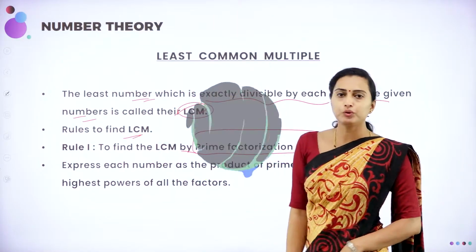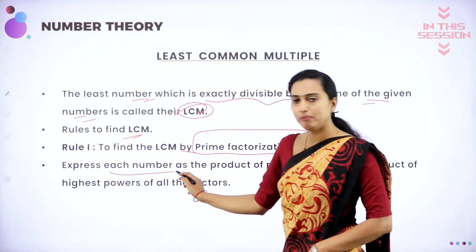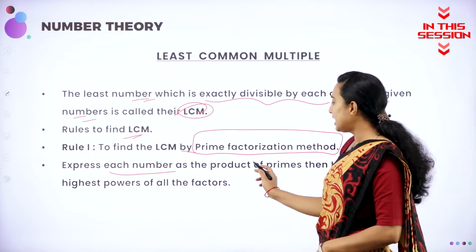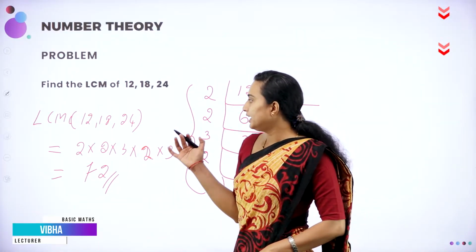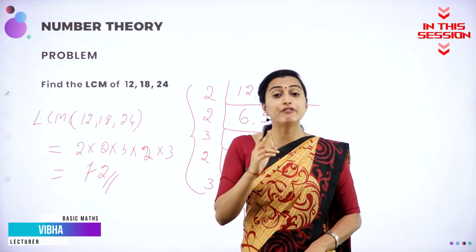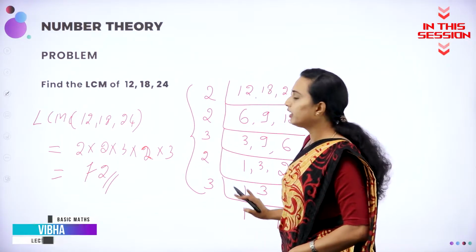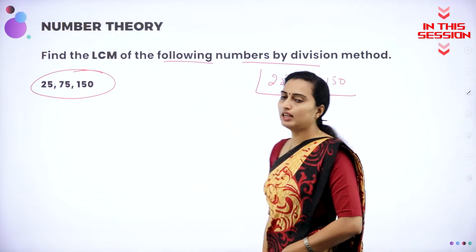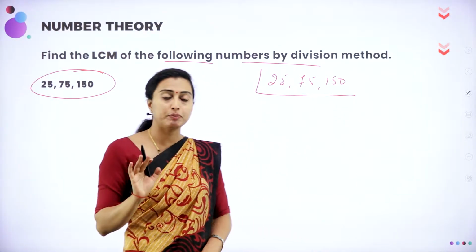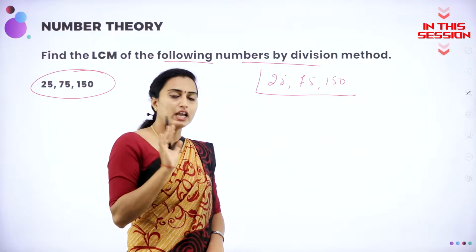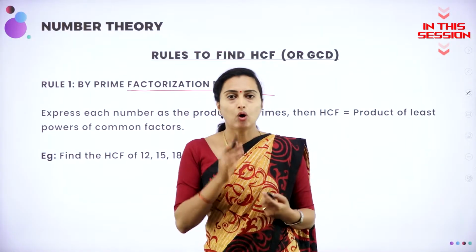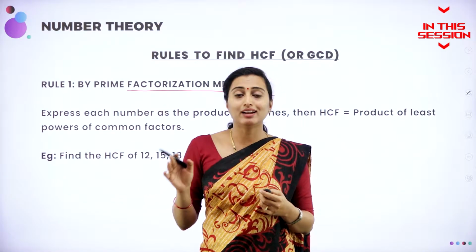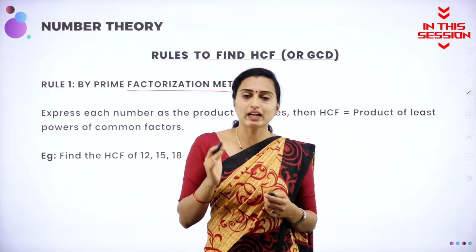So how to find out rule 1? Express each number, that means the given number, as the product of primes. The LCM of 12, 18 and 24 by division method. This is called the division method. Observe here, the number ending with 5 can be divided easily by a prime. 5 is again a prime number. How are you going to find out the LCM? For the LCM, you write all the factors and take the highest power of each number only once.